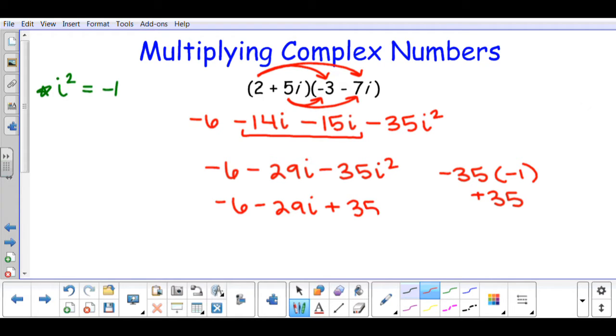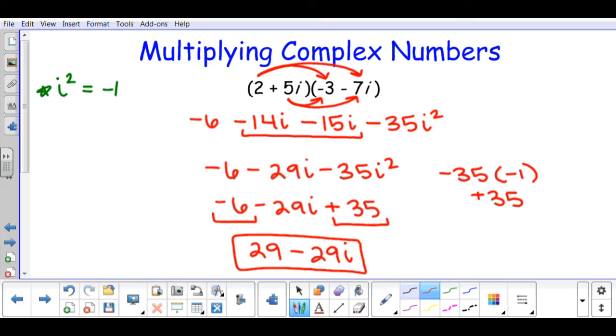Now that's -6 in the front and the 35 can combine since they are like terms, and it'll give me a positive 29 minus 29i. The real number always comes first, and the number with the i will come second.